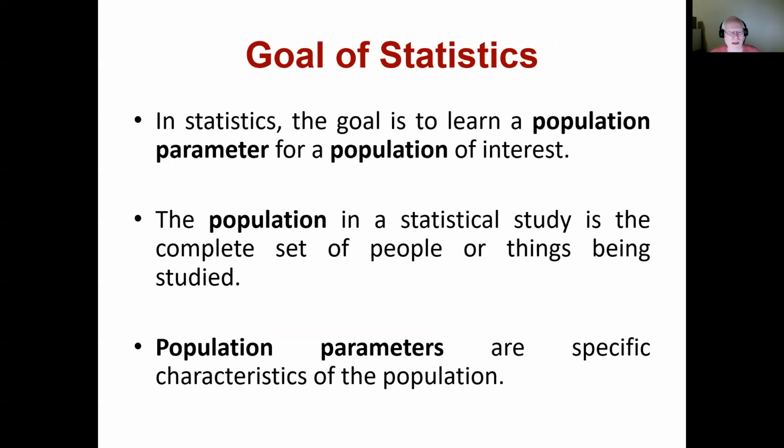Our sample is a subsection of the population. So the population parameter is some characteristic of a population. A sample statistic is the same characteristic, but of the sample.